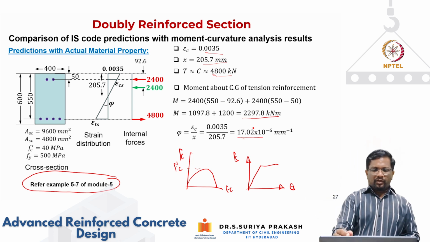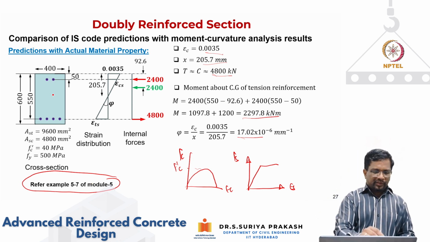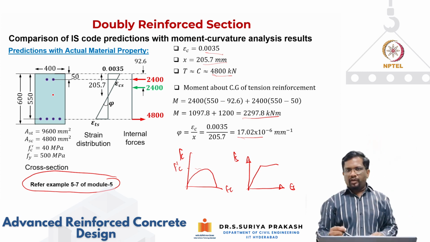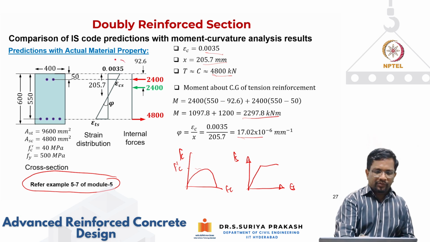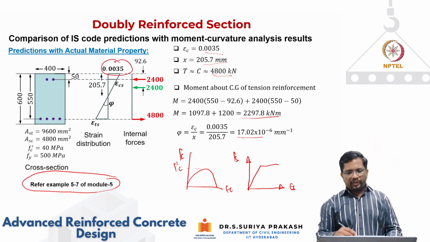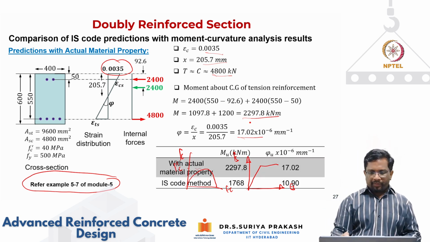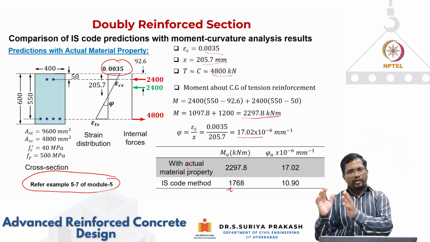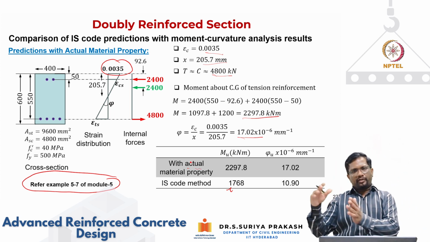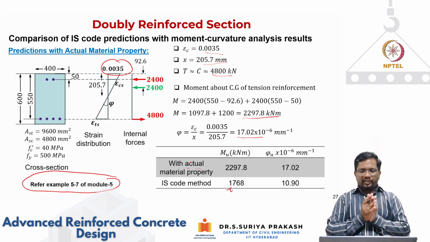Again, these are all values that we already did. You can go back to the previous parts of the module and see how this analysis was done; we did moment curvature analysis for different strains. Here we are showing calculation only for the ultimate condition. So you can see that we got these values. Now if we compare, same section: one I did using the parabolic stress-strain curve for concrete and elastic perfectly plastic curve for steel. Another one is using the IS code.